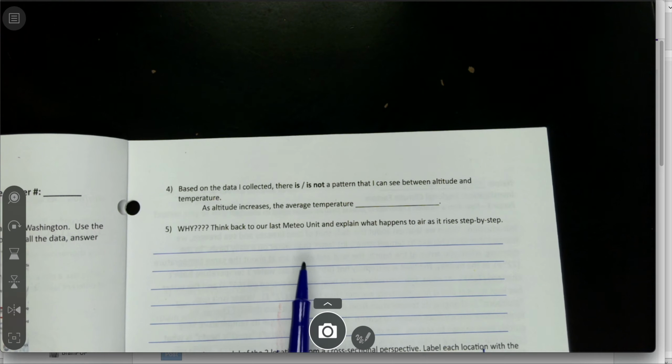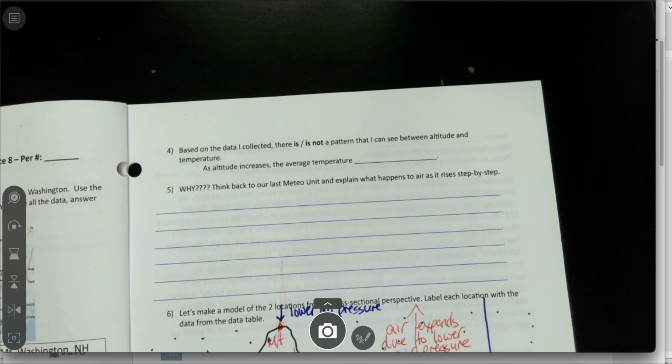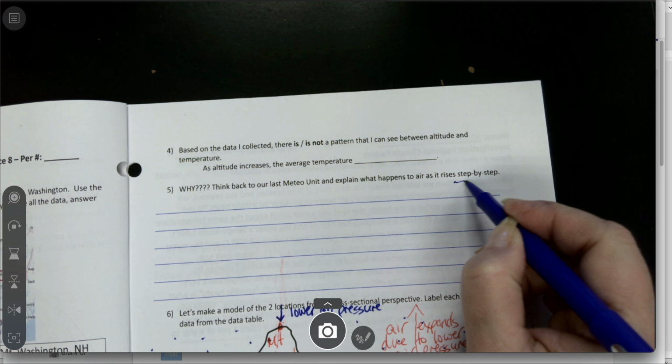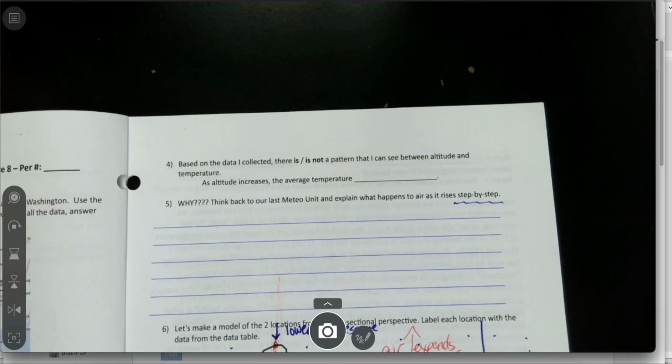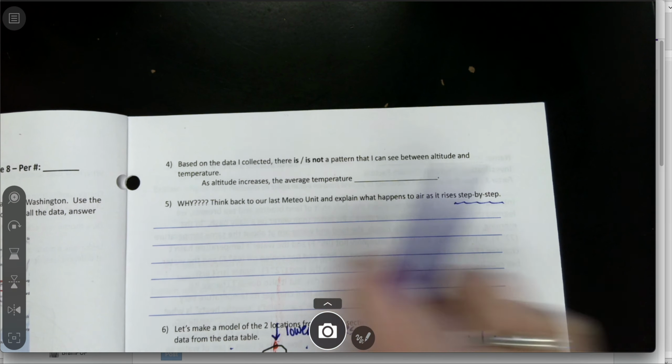And that's how you're going to answer question number 5. Think back to our last meteor unit and explain what happens to air as it rises step by step. So remember our step-by-step mnemonic device to answer this question. Please use your science words.